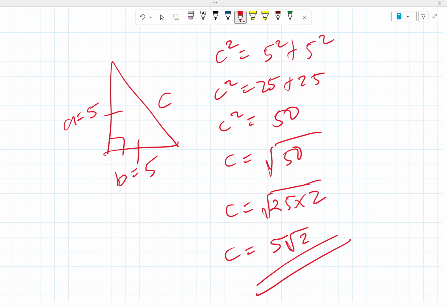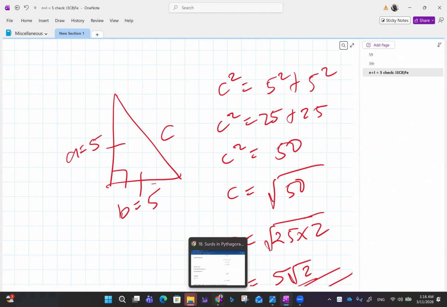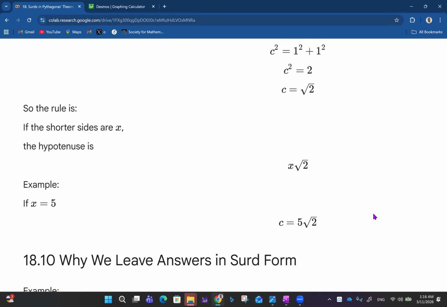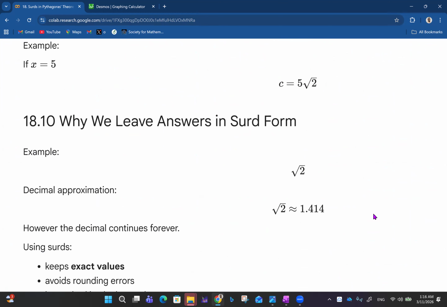So for an isosceles right angle triangle, whatever the smaller sides are, the value of the big side will just be the value of a small side multiplied by root 2, basically. Okay. So we have that. Because for 1 unit, it's root 2. For 5 units, that'll be 5 root 2.